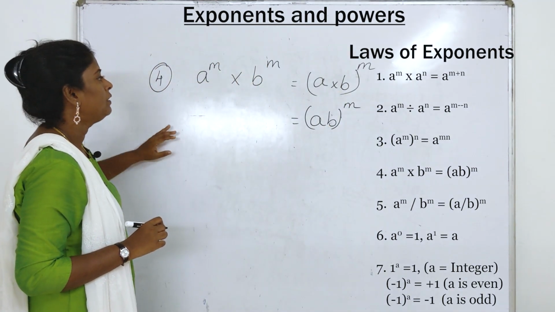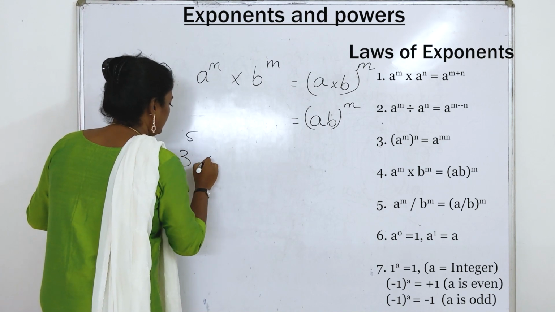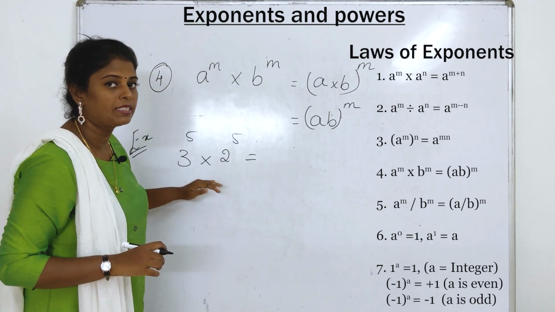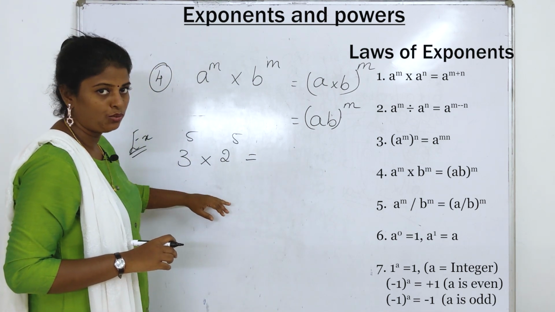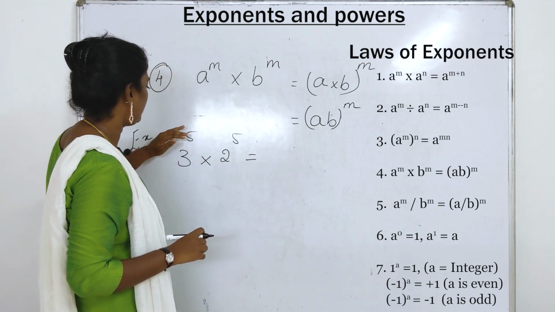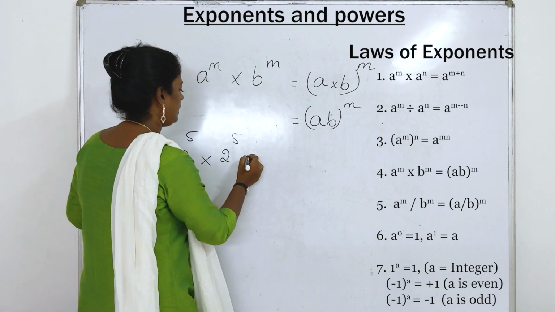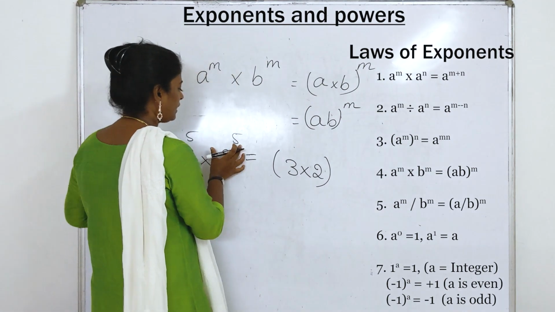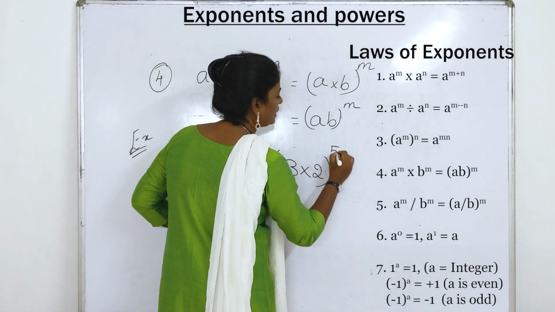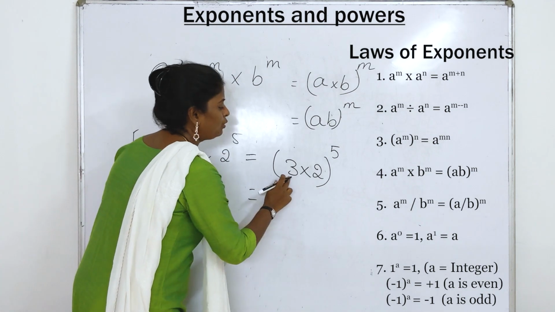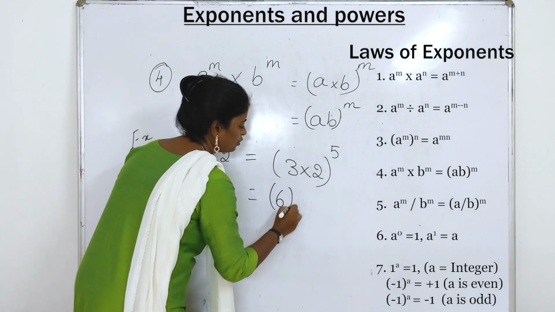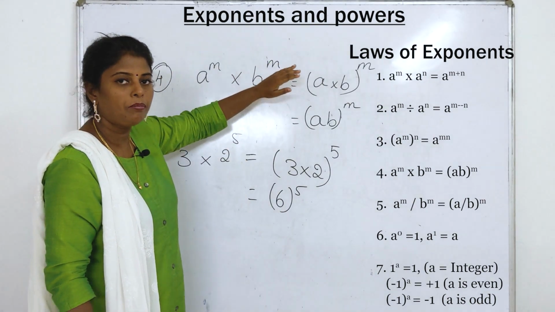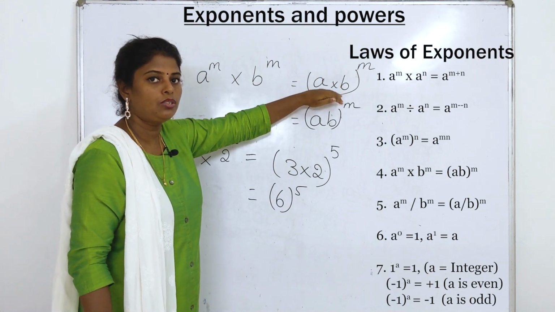For example, if you have 3 to the power 5 into 2 to the power 5, here we have different bases, 3 and 2, and we are multiplying 3 power 5 into 2 power 5. This is equal to, just write the bases within the bracket and write the same power outside. And this is equal to 2 3s are 6, to the power 5. So the fourth law is a power m into b power m equal to (a into b) to the power m.